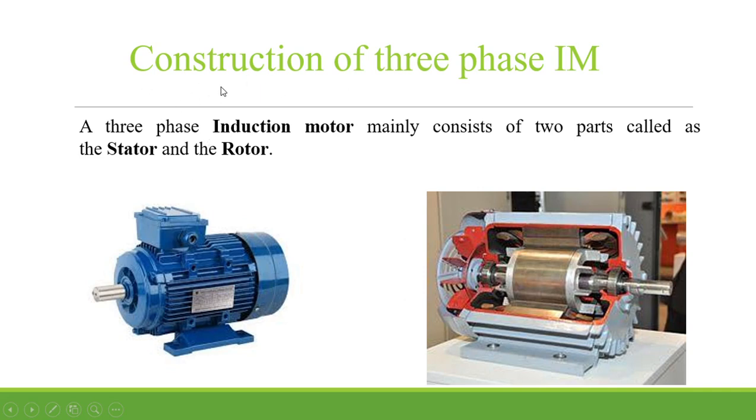For construction, any machine will consist of two parts, that is the stator and the rotor. Stator, as the name suggests, is the stationary part, and rotor, as the name suggests, is the rotating part. So a stator winding is placed in the stator of the induction motor, in which three-phase supply is given, and the rotor of the induction motor is connected to the mechanical load through the shaft. Here in the pictures you can see induction motors.